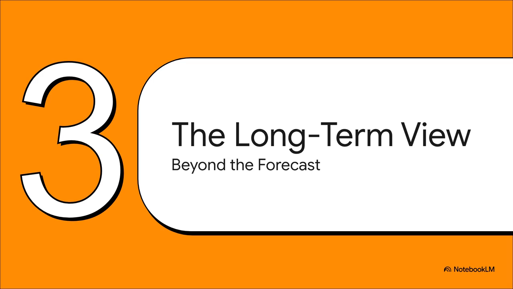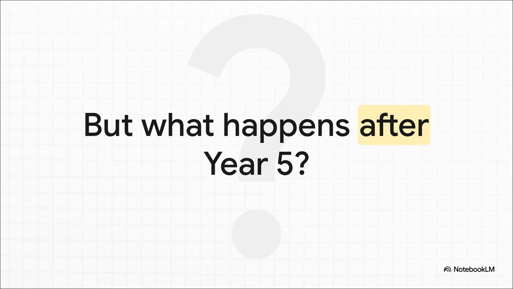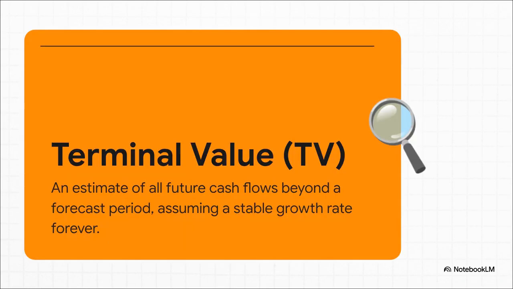That's actually the next and maybe the most important piece of this whole puzzle. This really is the $1 million question, isn't it? How in the world do you calculate the value of a business from year 6 to year 20 to, well, forever? You can't possibly forecast that far out. The way we handle this is with something called terminal value.